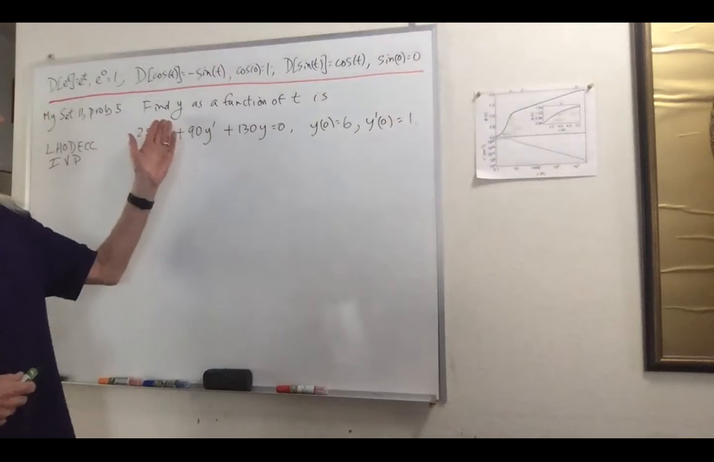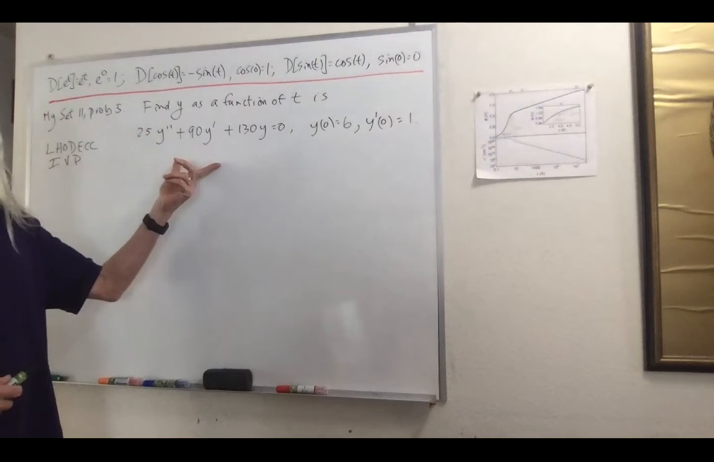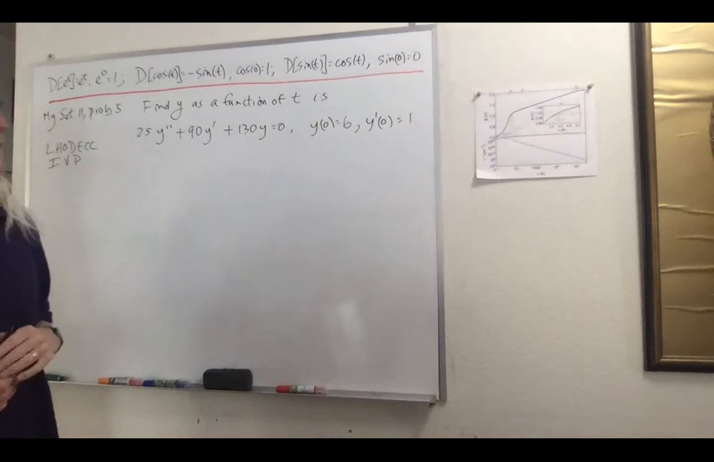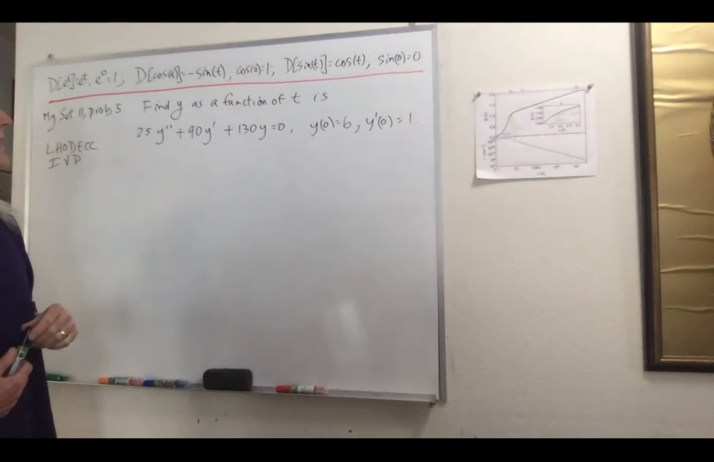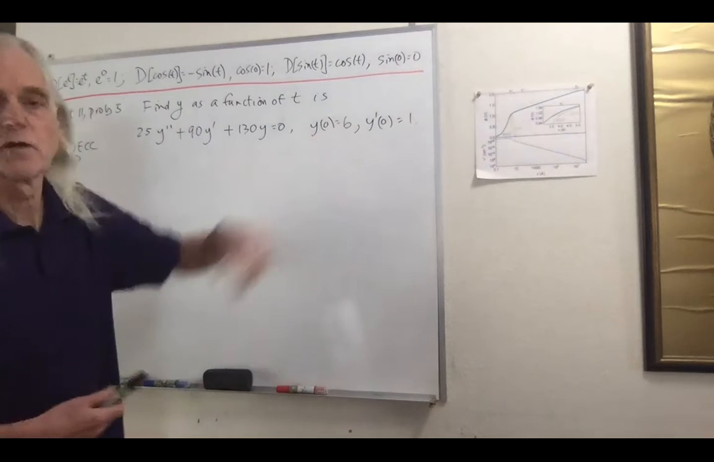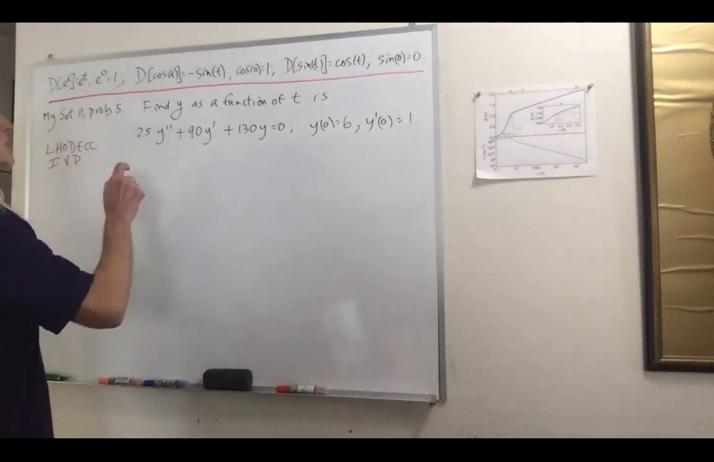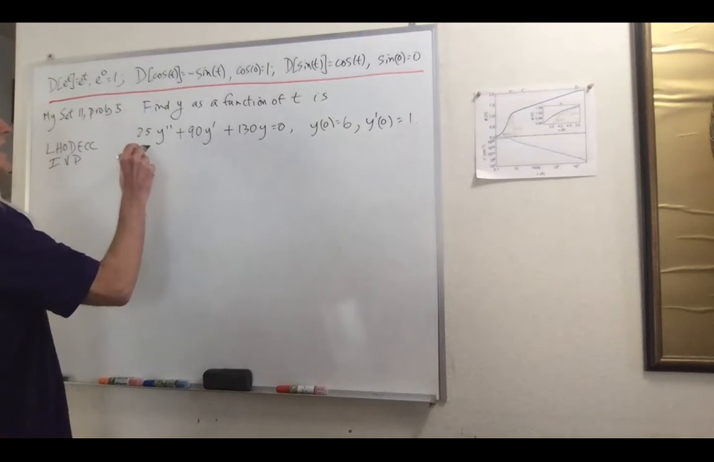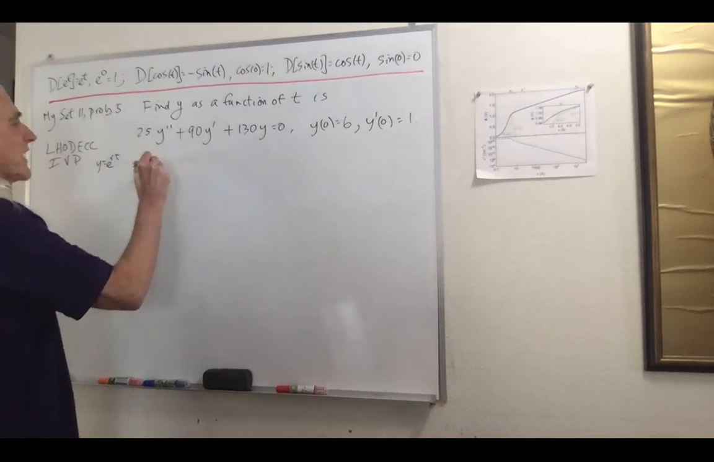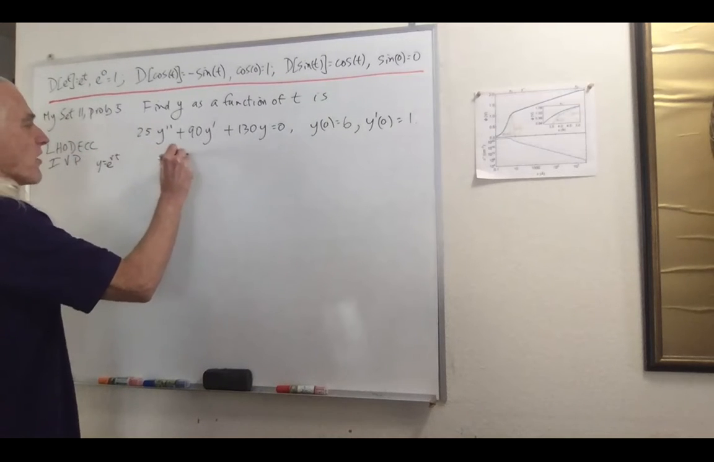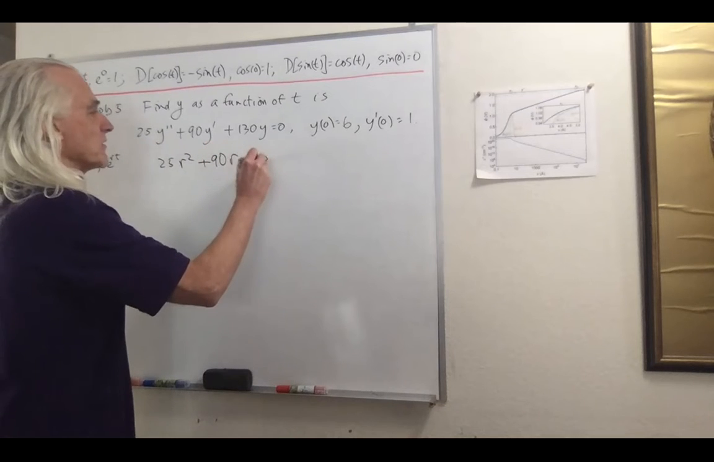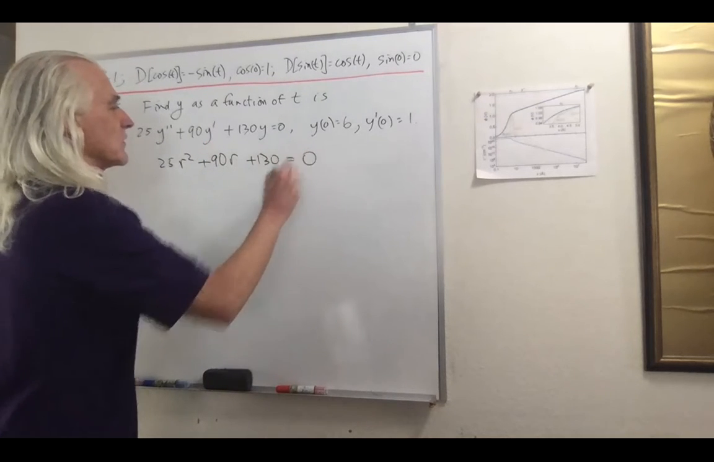Here's the differential equation. It has constant coefficients. It's homogeneous, 0 on the right-hand side. It's linear. We have an initial value problem with those initial conditions. All right, so remember we plug in y is e to the rt, and that gives us 25r squared plus 90r plus 130 equals 0.